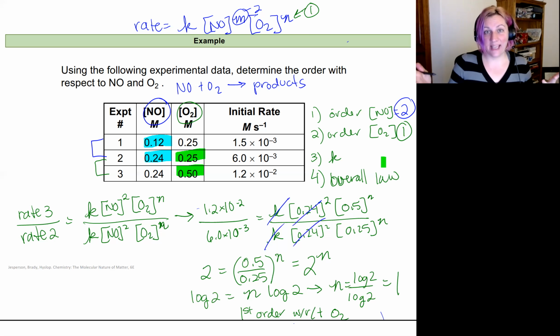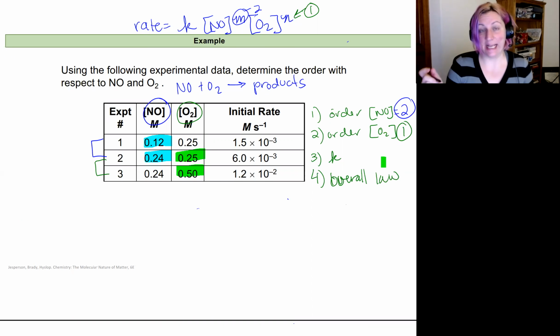All right, so now we have the orders of our reaction. Now we just need to find K. I'm going to do some erasing. Right, now we need to find K. So we're going to just choose any one of our 3 experiments and plug all the information that we have in now that we have the orders and just solve for K. So I'm going to use experiment 1, but you could use 2 or 3. So I'm going to start with experiment 1.